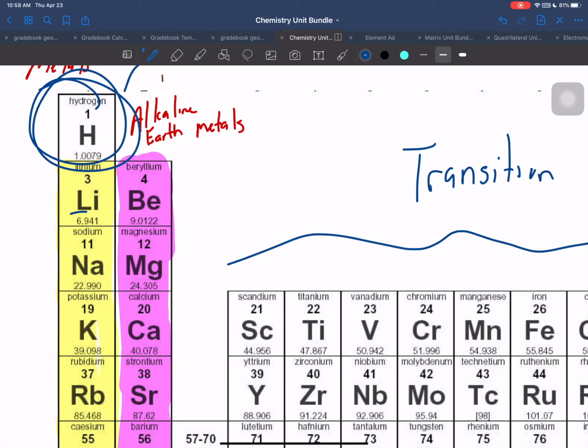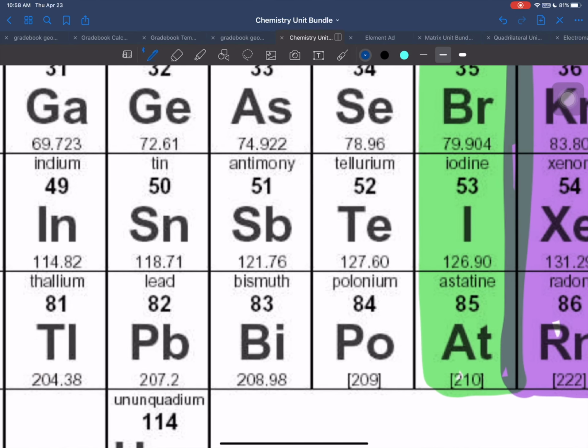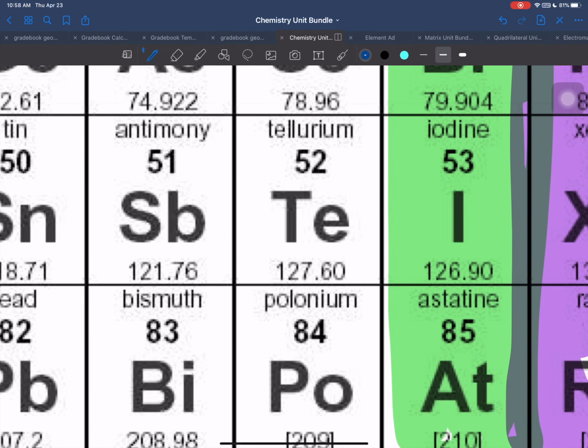But if you look at the pattern, they just keep increasing a little bit. There are some exceptions where the atomic mass actually goes down. This is one rare exception down here, element 52 and 53.